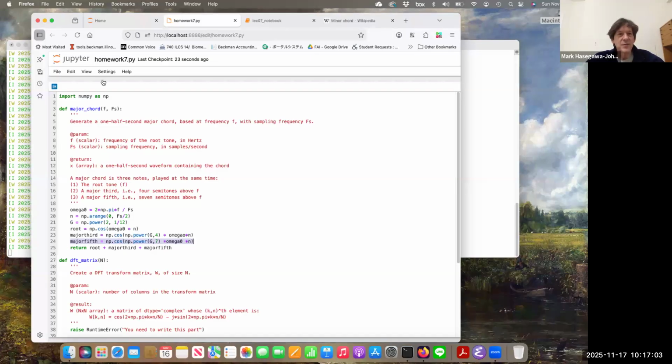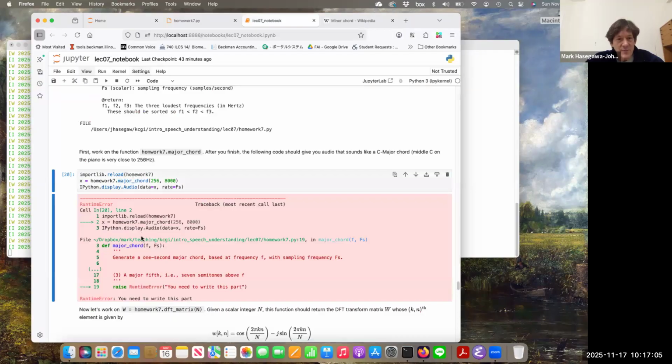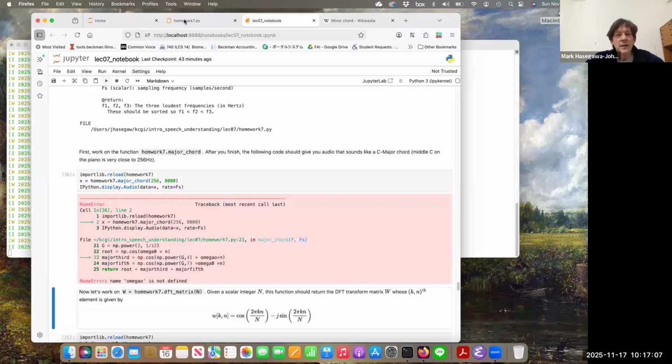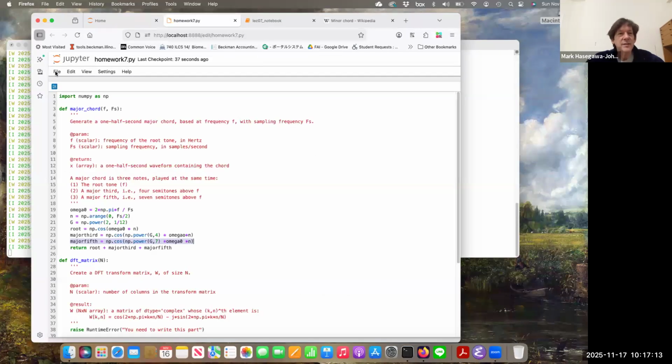If we reload homework 7, we should be able to generate a major fifth. Omega 0 is not defined. Oh, here. Omega naught.